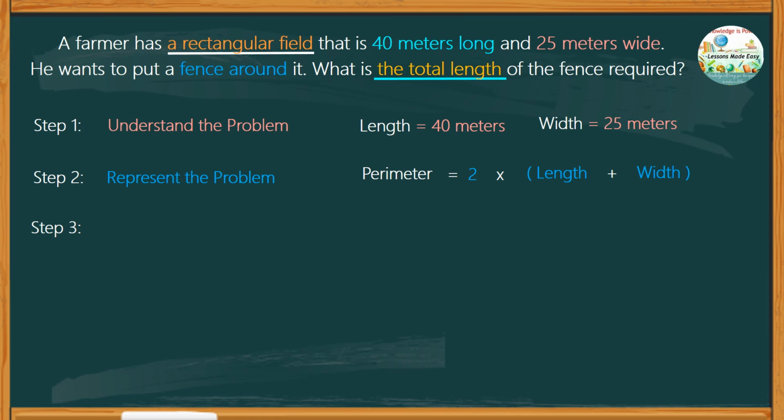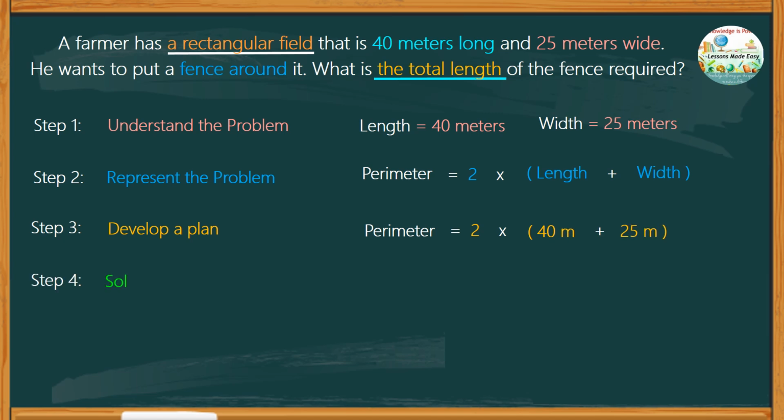The next step is to develop a plan. We only need to substitute the given values into the formula in finding the perimeter, which is 2 times the length of 40 meters plus the width of 25 meters.